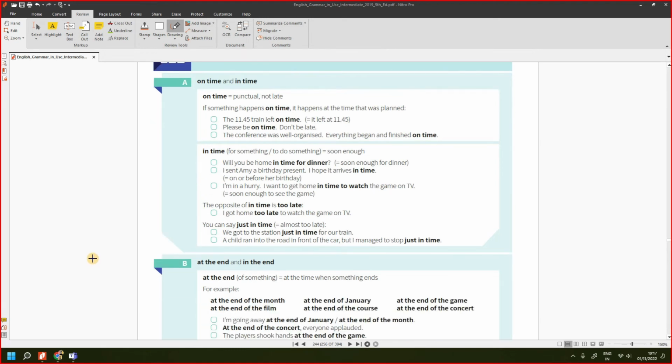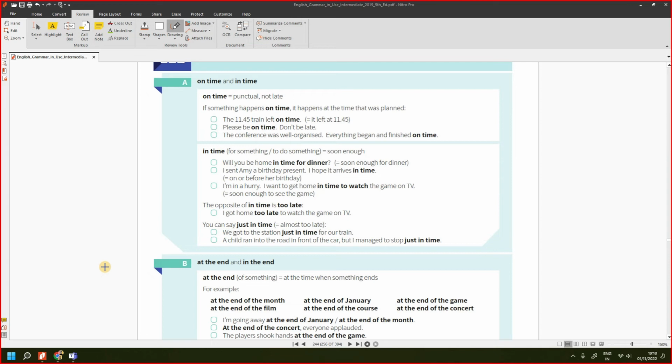Okay, now there is something called just in time. Just in time, when something happens at exactly the right moment, we use this phrase. We got to the station just in time for a train. That means we didn't miss the train. We didn't go there too early, we didn't go there too late. We were not on time also, not on the exact time, but seconds before something that was about to happen. That is what they are trying to say.